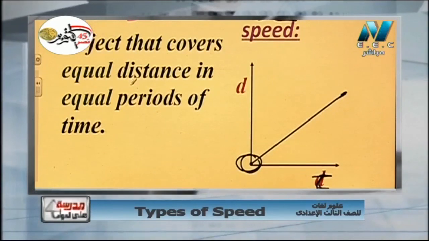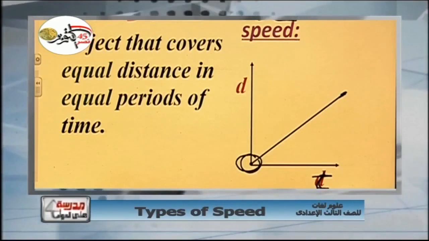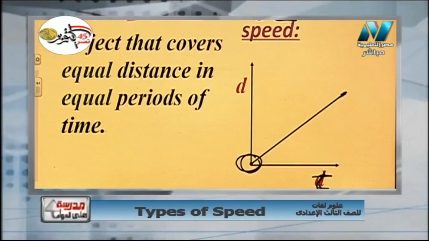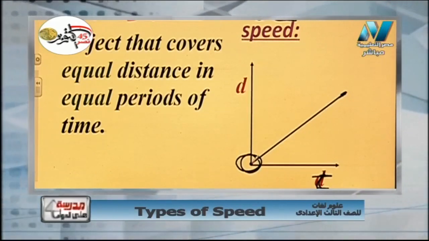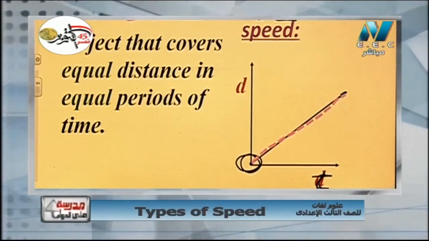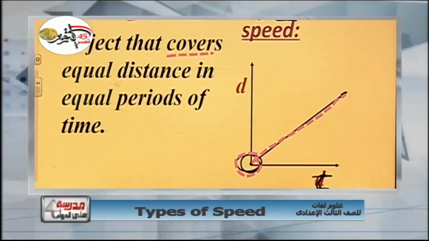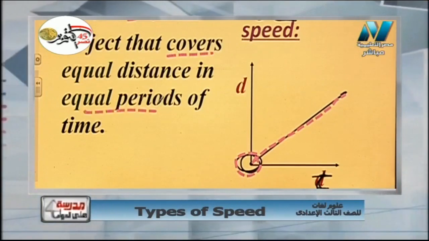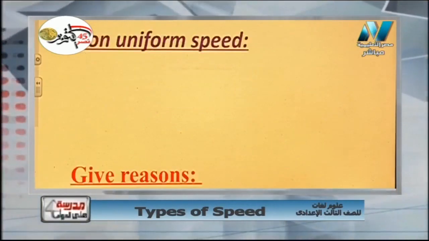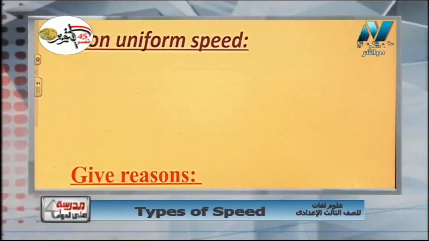We answer with the definition. If it says give reason for: the uniform speed graph is represented by a straight line that passes through the origin point, because the body covers equal distances at equal periods of time. The second type is non-uniform speed or irregular speed.